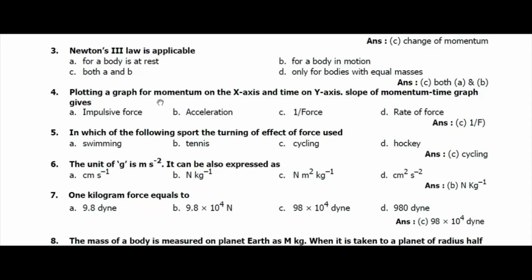Next, plotting a graph for momentum on the x-axis and the time on y-axis. The slope of momentum time graph gives the answer: 1 by f. Fifth one, in which of the following sports is the turning effect of force used? Answer is cycling. Next, the unit of g is meter per second square. It can also be expressed as, answer is option B, Newton per kilogram. Seventh one, 1 kilogram force equals, answer is 9.8 Newton, 9.8 into 10 power 4 dyne.